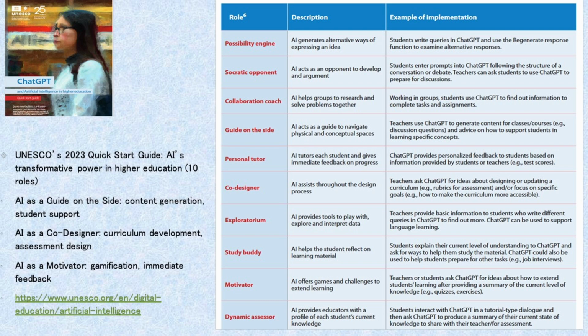Let us examine some reputable sources and their vision on the integration of artificial intelligence in the field of education. UNESCO's 2023 Quick Start Guide lays out 10 key roles of AI in higher education, such as AI being a guide for content creation and student support, a co-designer for curriculum and assessment design, and a motivator through gamification and quick feedback.